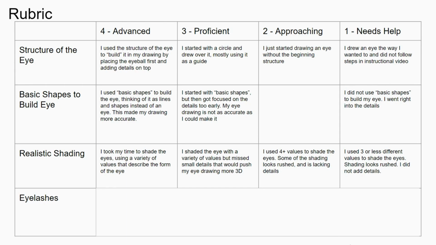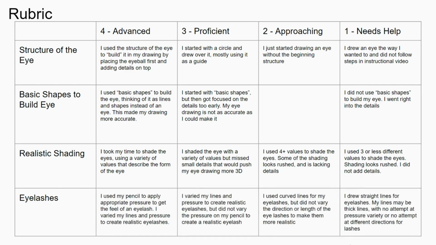Some of the shading looks rushed and it's lacking details. So we've got a couple different values going on, but we could have done a lot better job sometimes. This is when it's looking rushed. Maybe we weren't using our time as wisely and we were just rushing to get it done. And then eyelashes. We did practice eyelashes specifically and how we build the eyelashes, what kind of pencil pressure we need. And it takes some practice to get that down. But by the third practice drawing, we should be able to do a much better job with this.